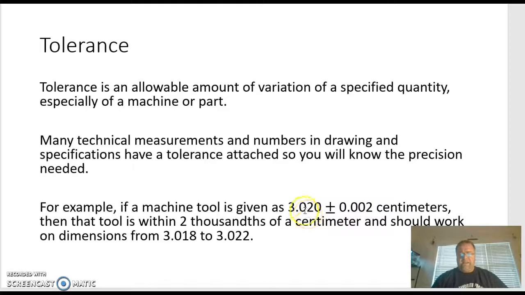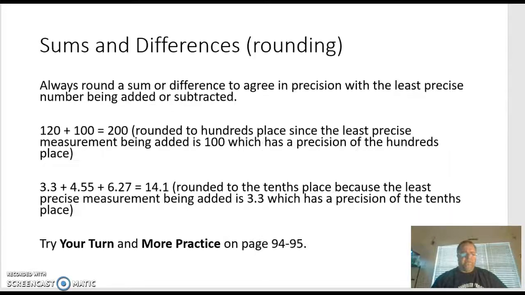And this means that you take this first number here to find the lower limit of what it will perform. You subtract the 0.002 from this number, and to find the upper limit, you add the 0.002 to this number. So that would give you a range of 3.018 to 3.022. So as long as whatever you're using that tool on is between these two measurements, that tool should work.